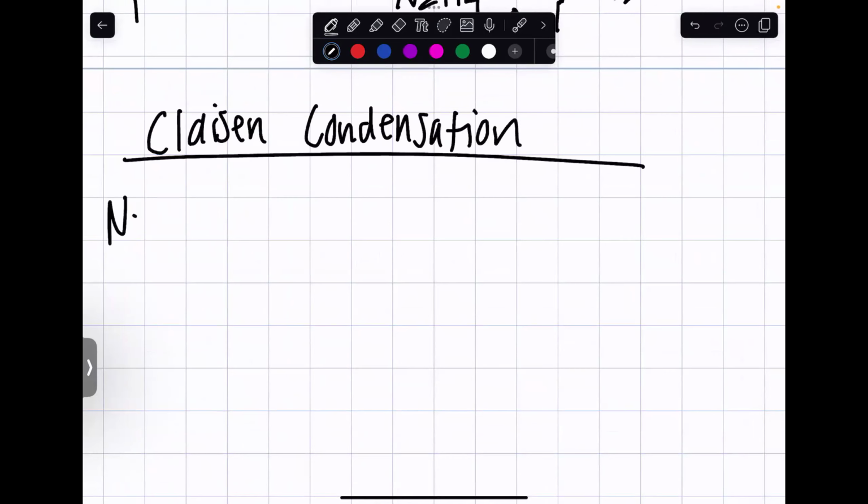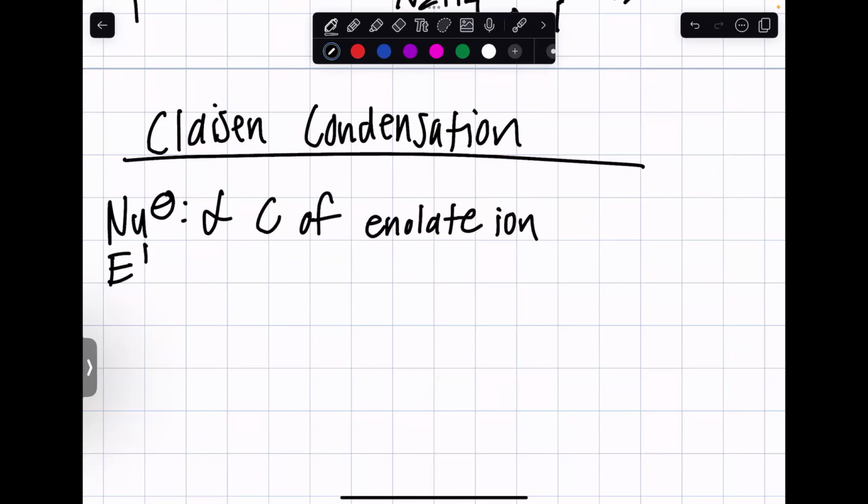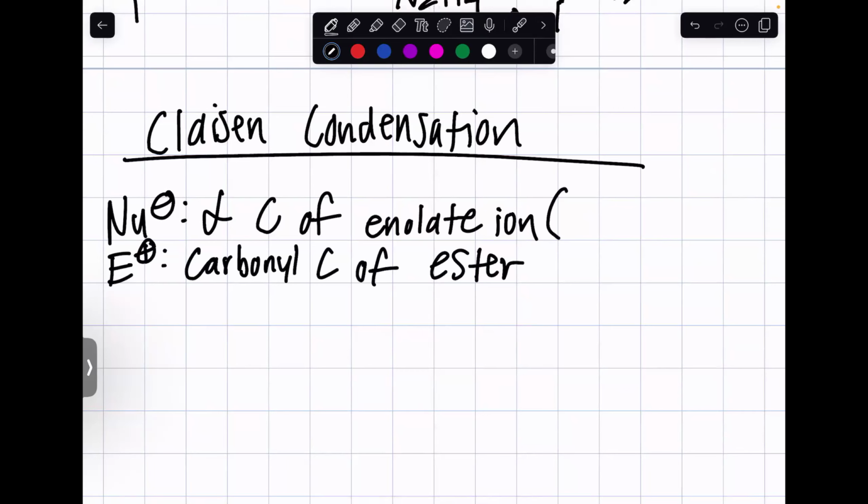So here are some general things about this reaction. The nucleophile is always going to be the alpha carbon of an enolate ion. The electrophile is always going to be the carbonyl carbon of an ester, right? Where the alpha carbon of the enolate ion could come from an alpha carbon of a ketone or an ester. The electrophile always has to be a carbonyl carbon of an ester.